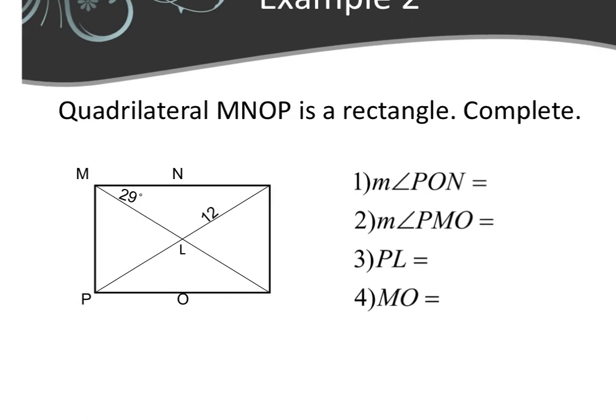Quadrilateral MNOP is a rectangle. Complete the following, okay? Guys, go ahead and cross out the N and the O and just put them over on the left. This should be N and this should be O. Again, we had a little issue when it was printing. Okay, so it's a rectangle. What is the measure of PON? The angle PON.